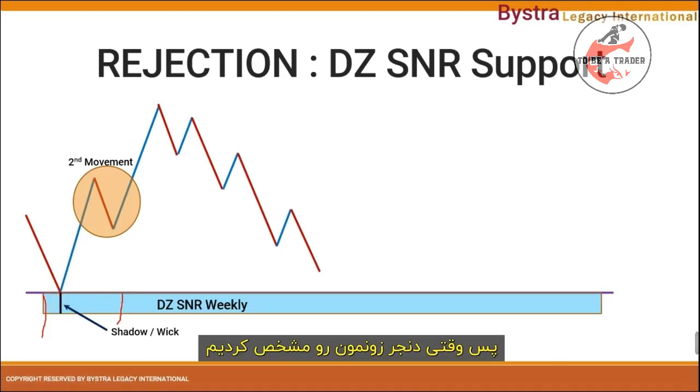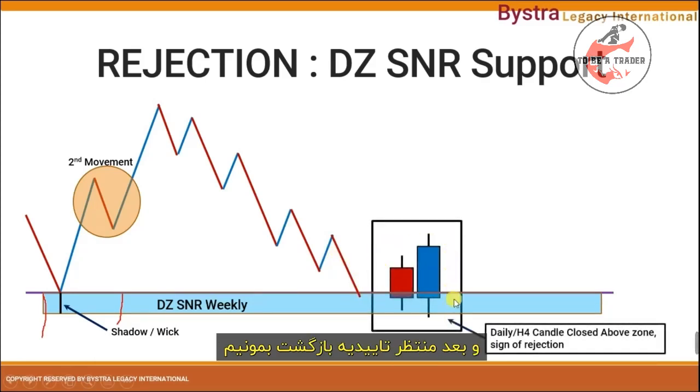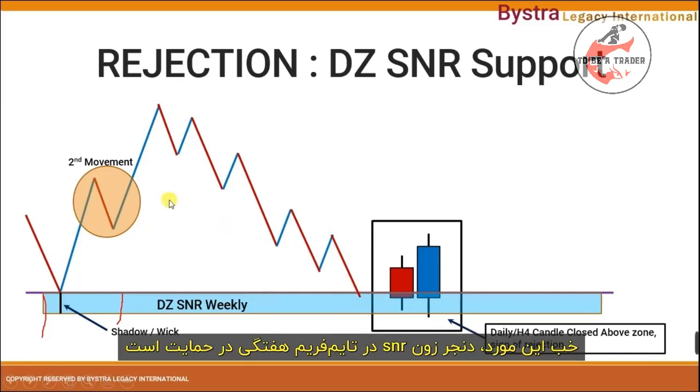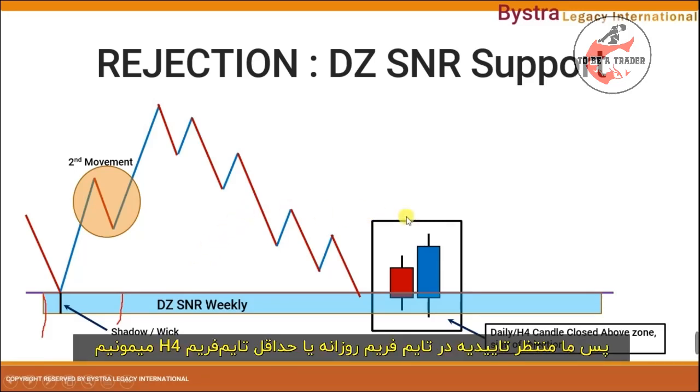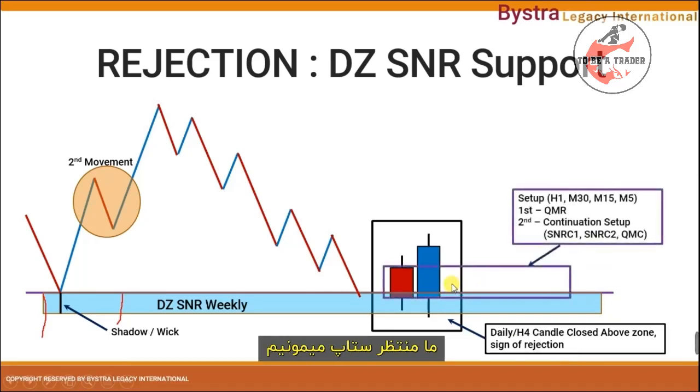So once we have marked our danger zone, the next thing we need to do is wait for the price to come into this zone. Wait for the rejection confirmation. In this case, this is the danger zone SNR weekly time frame at the support. We wait for the confirmation at the daily time frame, or the H4 time frame at the least. So once there's a rejection close above this zone, we wait for the setup.